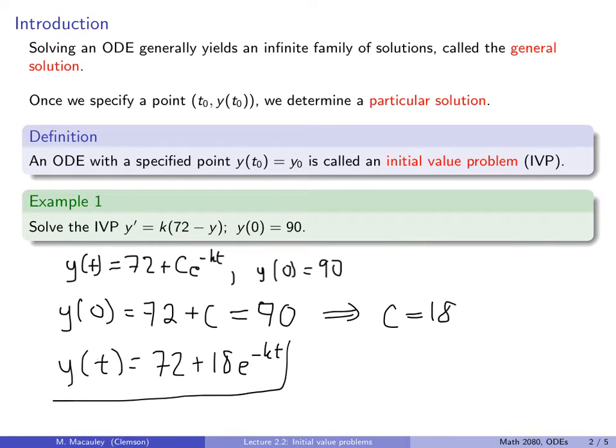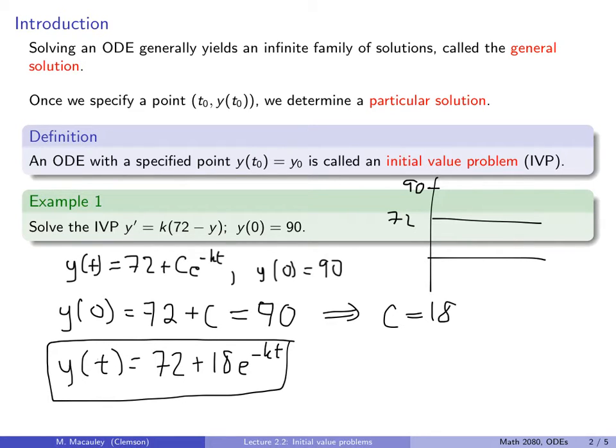So this is a solution, and if we revisit that graph from the previous time, this is the solution that goes through the point (0, 90). So this point on the graph, it is this particular solution, y of t. And this is the point in Cartesian coordinates, (0, 90): t equals 0 and y equals 90.